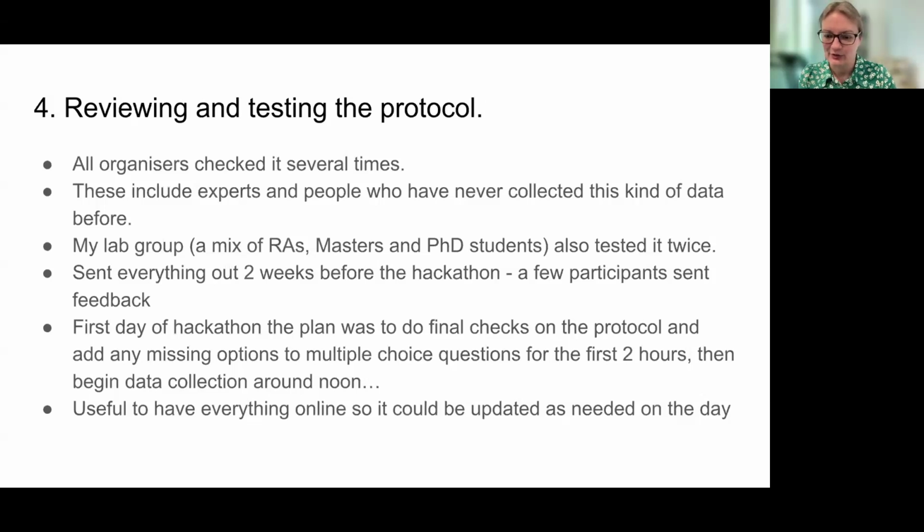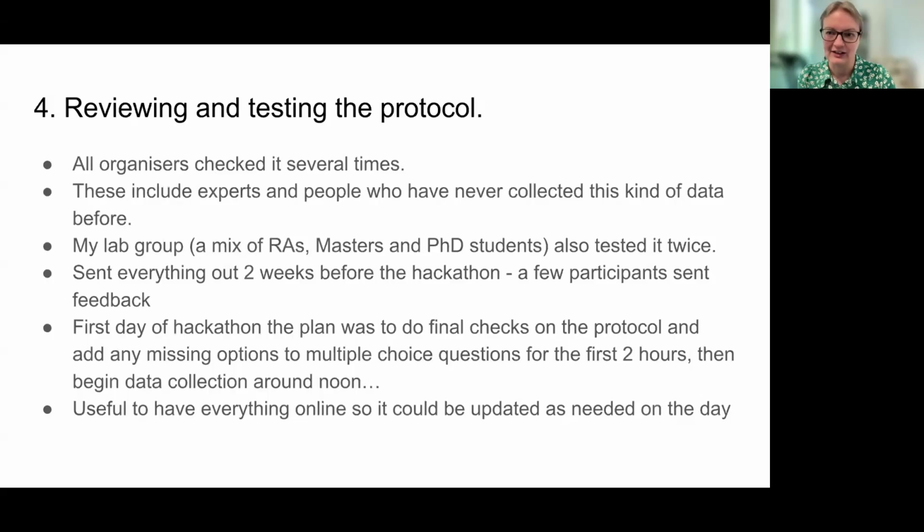We sent it out 2 weeks before the hackathon, and a few people sent us feedback. And on the first day of the hackathon, the plan was to spend a couple of hours at the start to do some final checks and then start collecting data from about noon. Unfortunately, it turned out people had a lot of things that they were unhappy with in the protocol and that were confused by, which we just couldn't deal with everything in that very short 2-hour period because of another problem, which I'll come back to in a second.